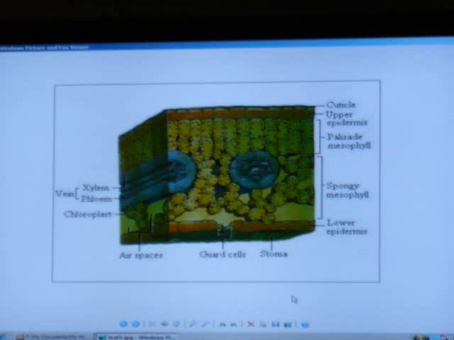So now, this layer of cells right here, a single layer of cells, is called the upper epidermis. And there's the lower epidermis. Now, everything between them, here's the problem. The word mesophyll is not on here at all. Well, right there it is. Between the upper and the lower, all these cells are called mesophyll. They're just called mesophyll.